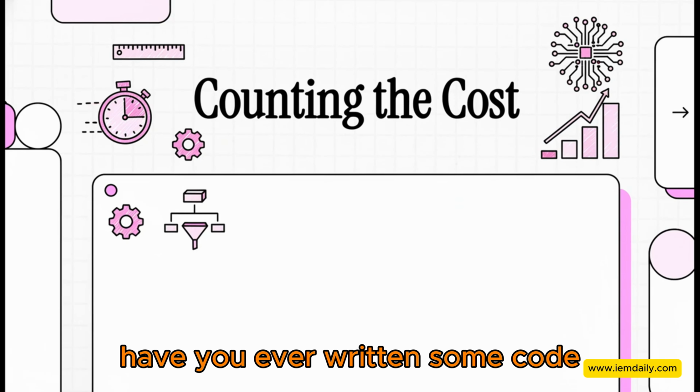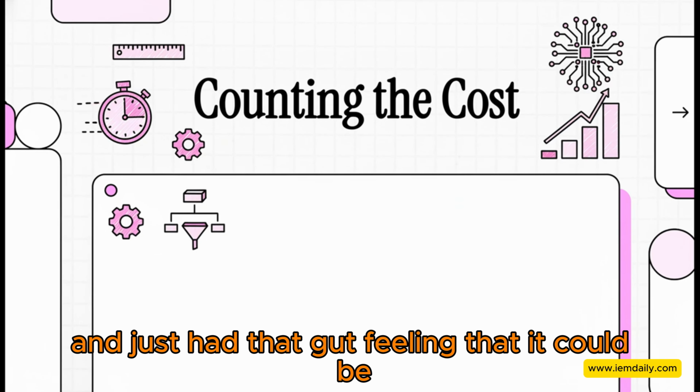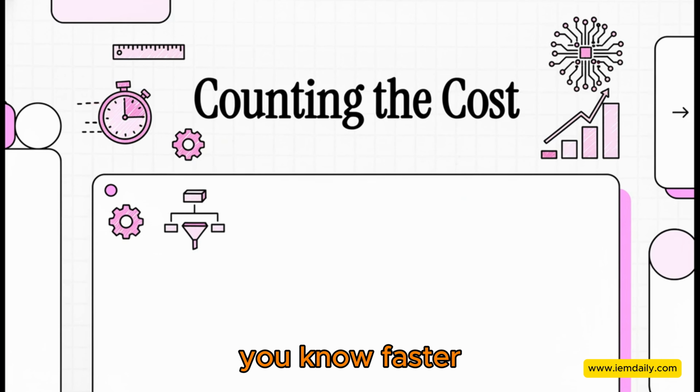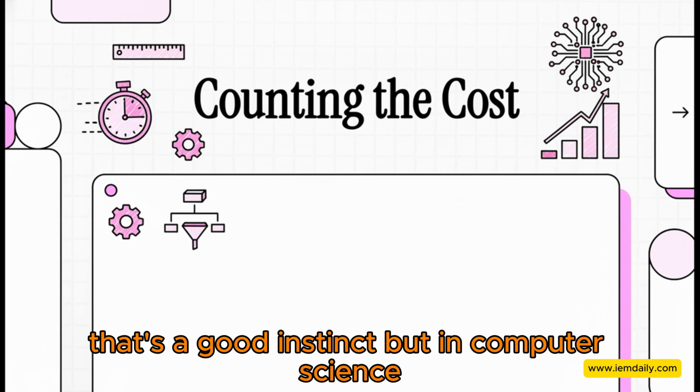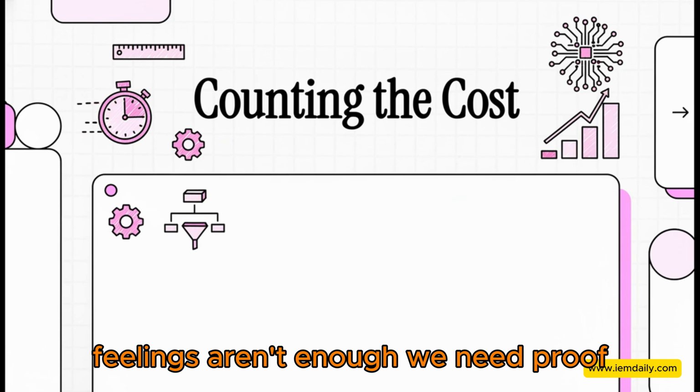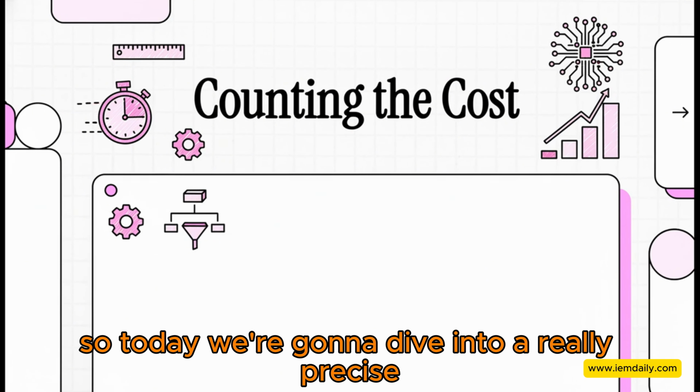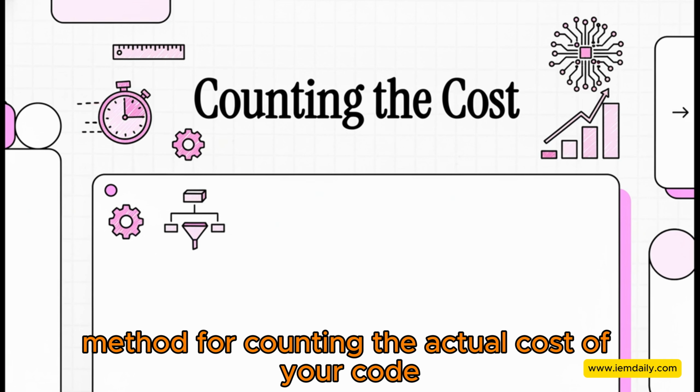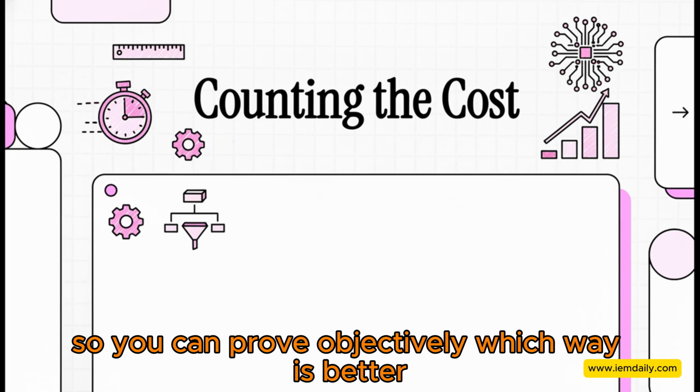Have you ever written some code and just had that gut feeling that it could be faster? That's a good instinct, but in computer science, feelings aren't enough. We need proof. So today, we're going to dive into a really precise method for counting the actual cost of your code, so you can prove, objectively, which way is better.